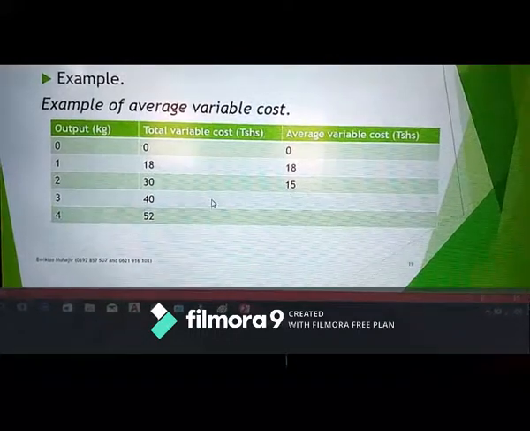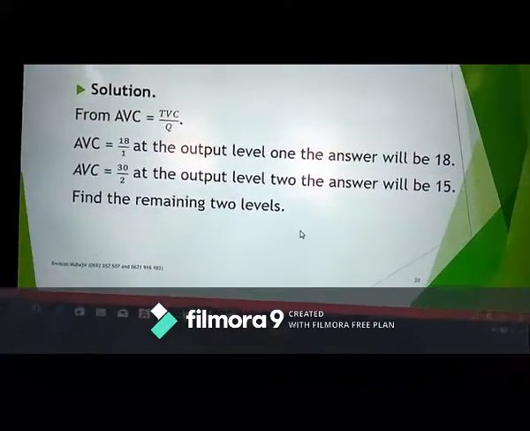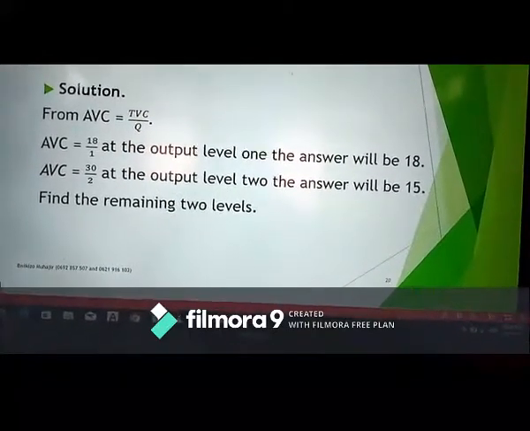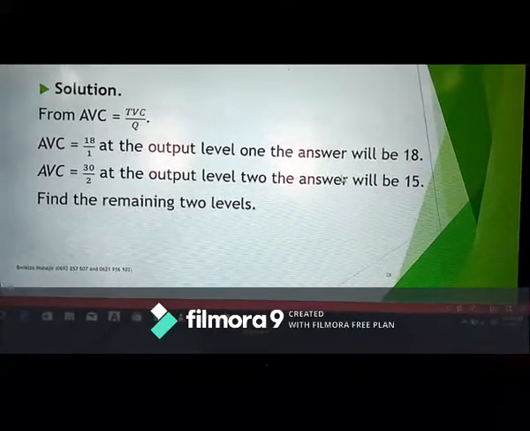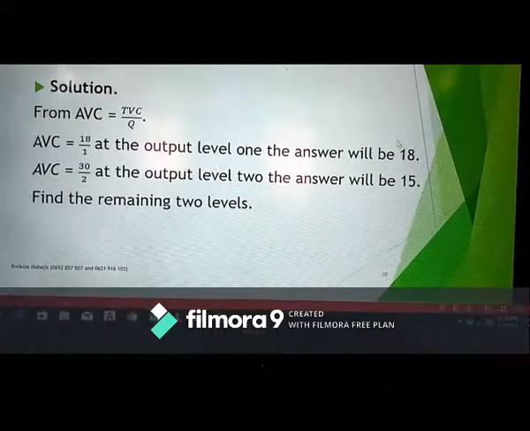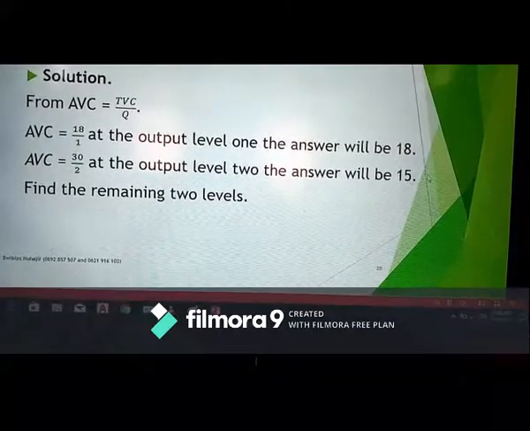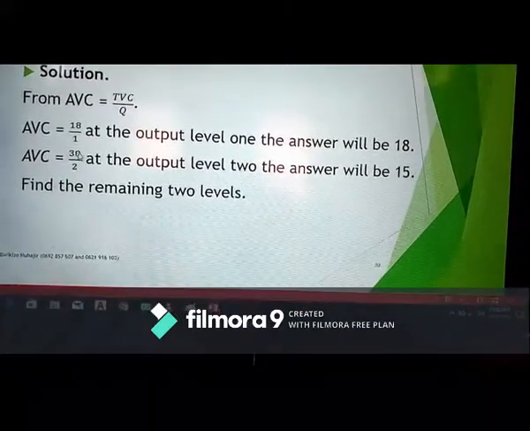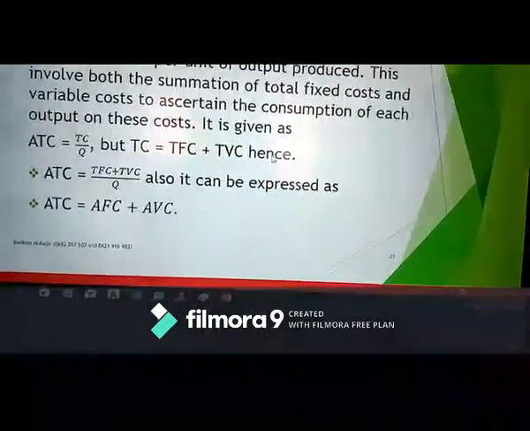So try to find the two remaining, but you can see here that AVC equals TVC over Q. AVC equals 18 over 1 at output level 1, which means the answer will be 18. At output level 2, the answer will be 15, taking 30 over 2. Try finding the two remaining levels.